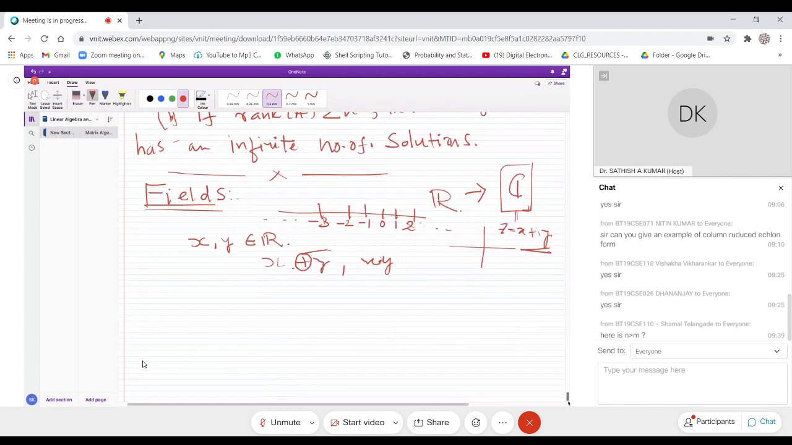So let me state the definition of a field. Then tomorrow, in the coming class, we shall discuss it further. Okay, let me state the definition.